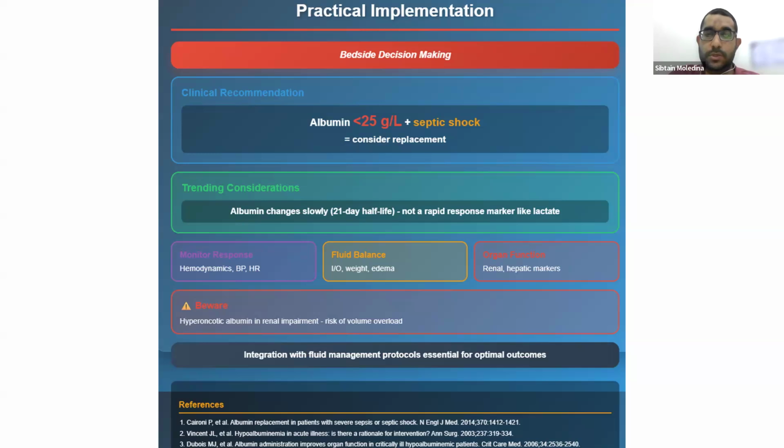Even after you've replaced it, you'd still maybe just do it daily, probably. Exactly. And I'd just be following the clinical picture and seeing, like that shock patient, are they getting better or not with just the albumin replacement? Right. Thanks. Let's see if there's any other question.